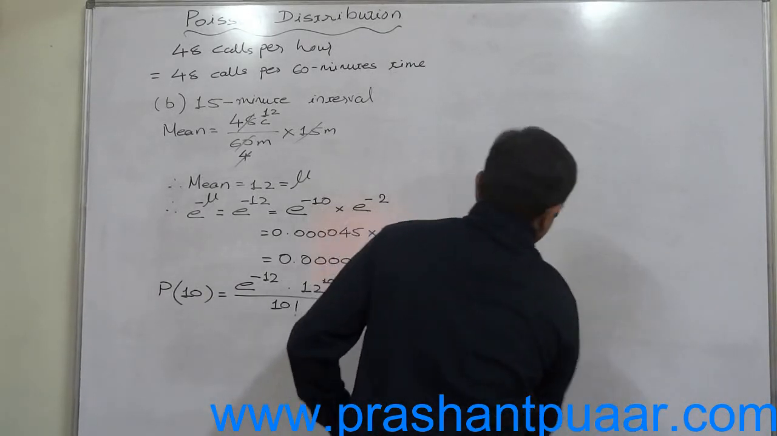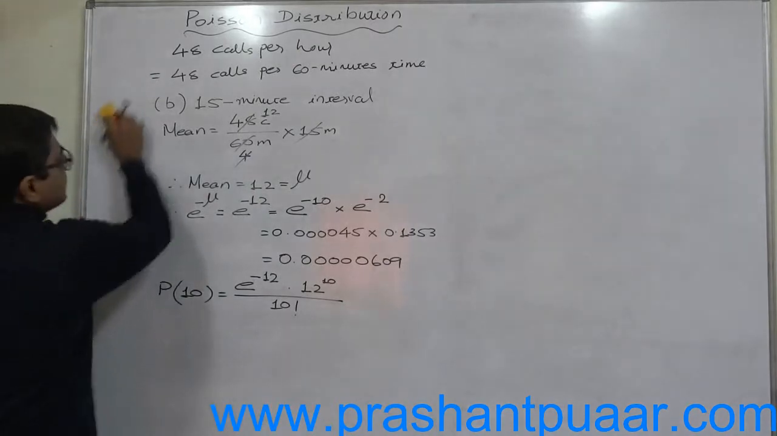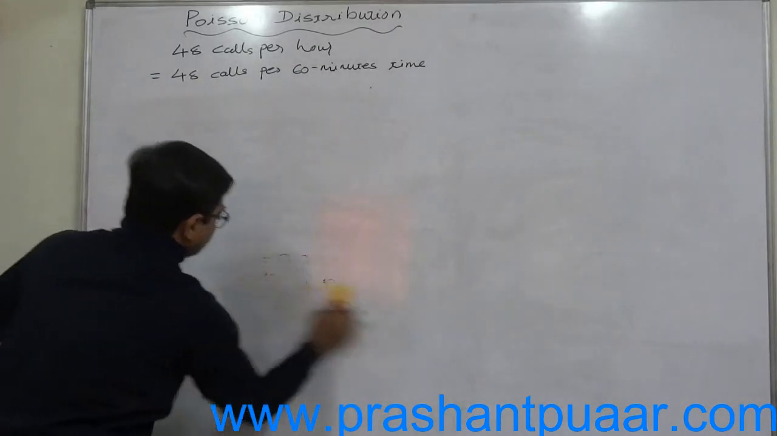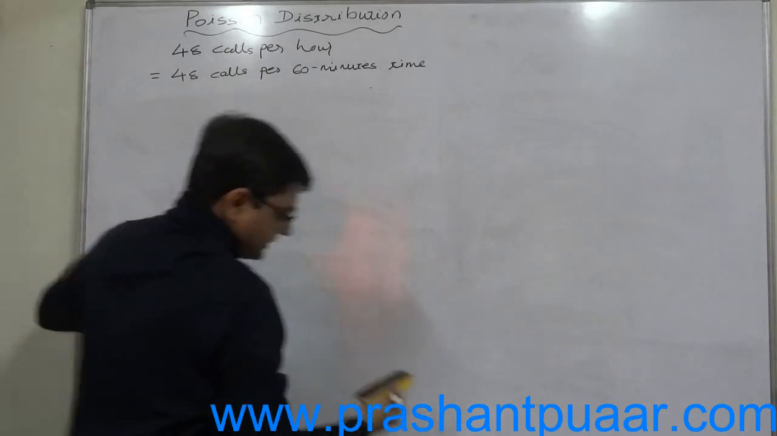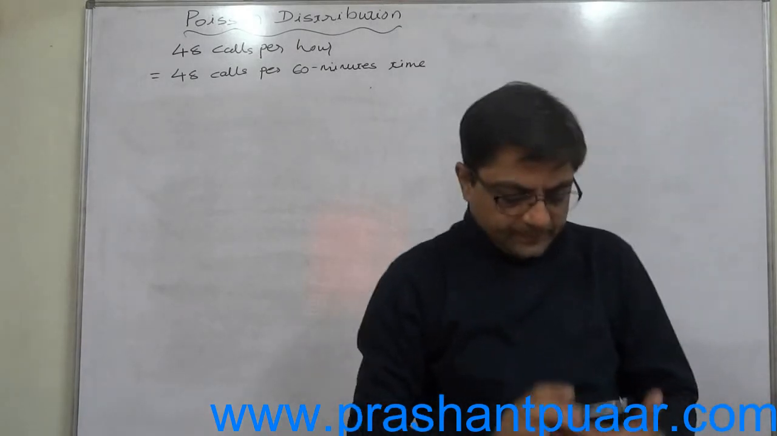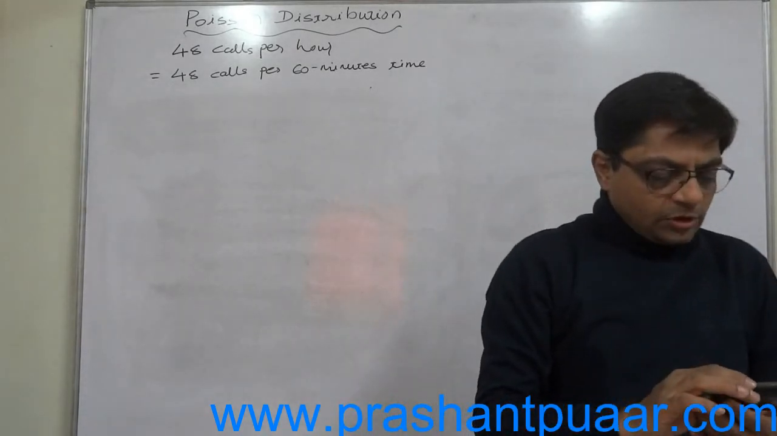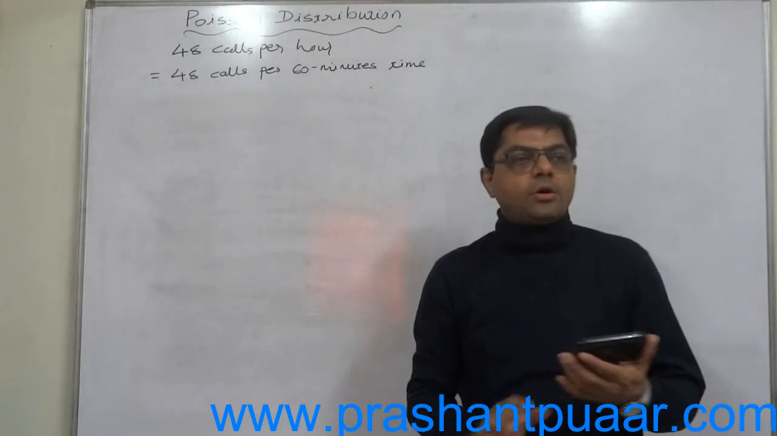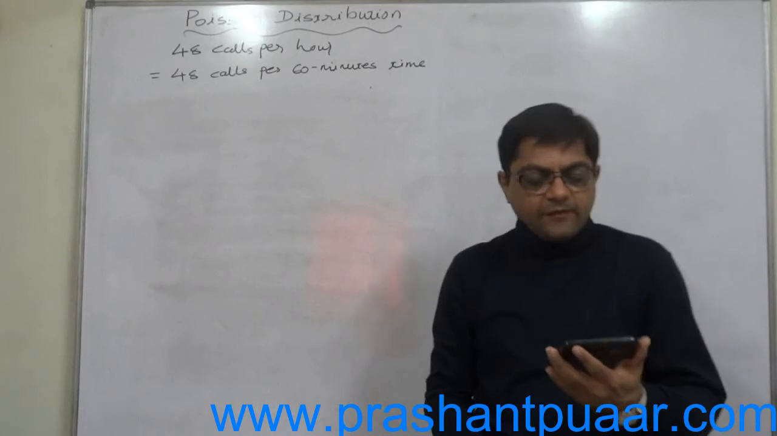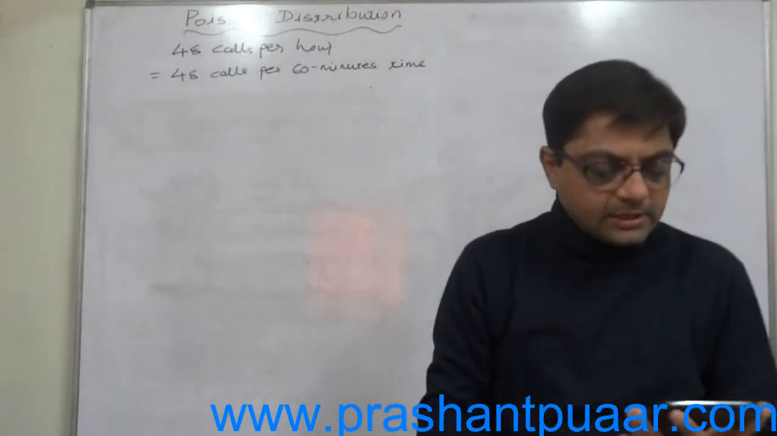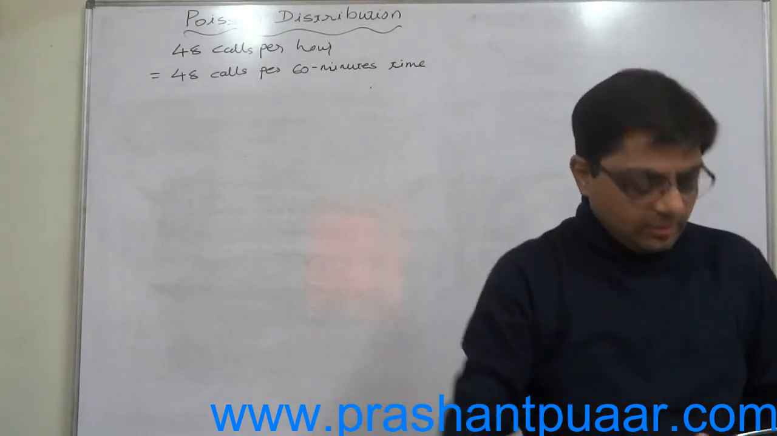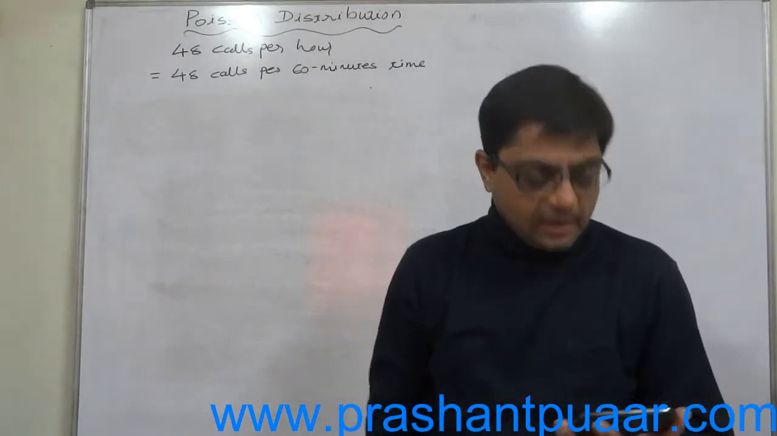So keep your concentration on understanding the two sub questions. Sub question C is: suppose no calls are currently on hold. No calls are currently on hold. If the clerk takes 5 minutes to complete the current call, one call is actually handled by the clerk.